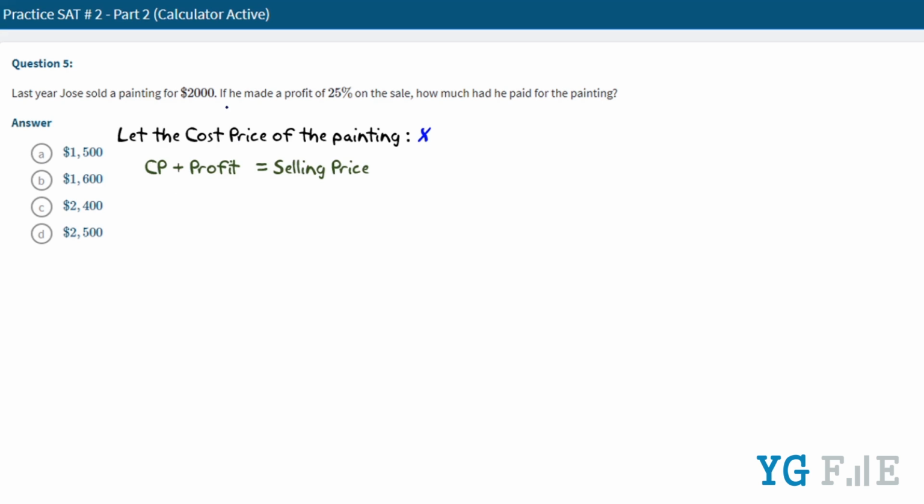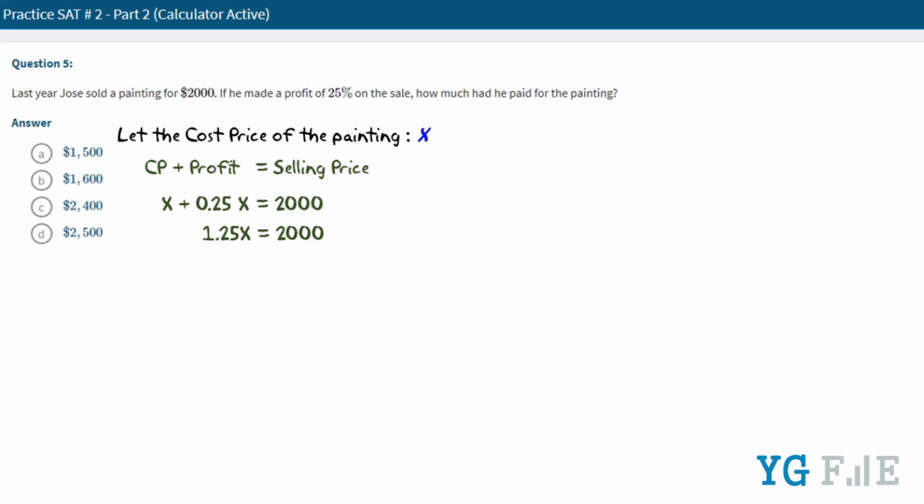So in this problem, a profit of 25% means that it is 25% of the cost price, or 25% of X, not 25% of 2000. So from this equation, we can rewrite it as X plus 0.25X. Here we write the percentage of the profit as a decimal, and since the selling price is 2000, the right side will be equal to 2000, and X plus 0.25X is equal to 1.25X.